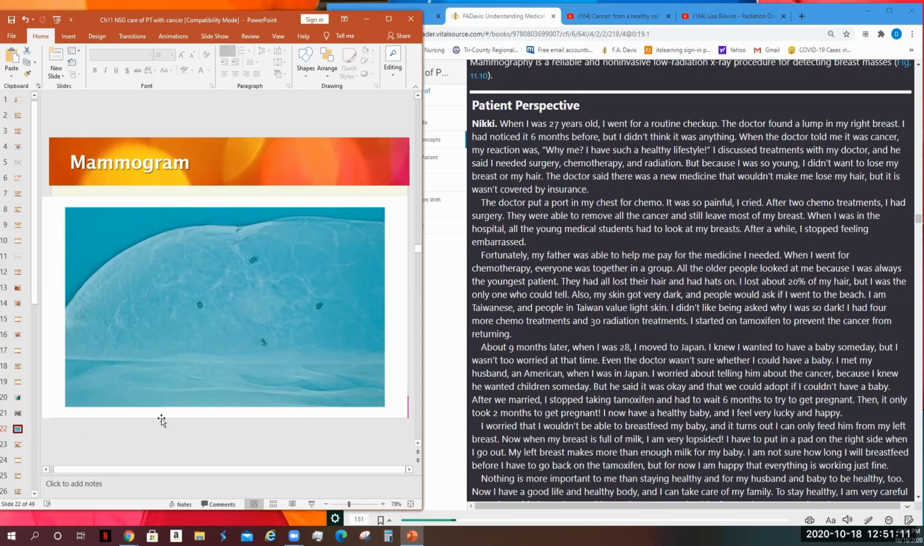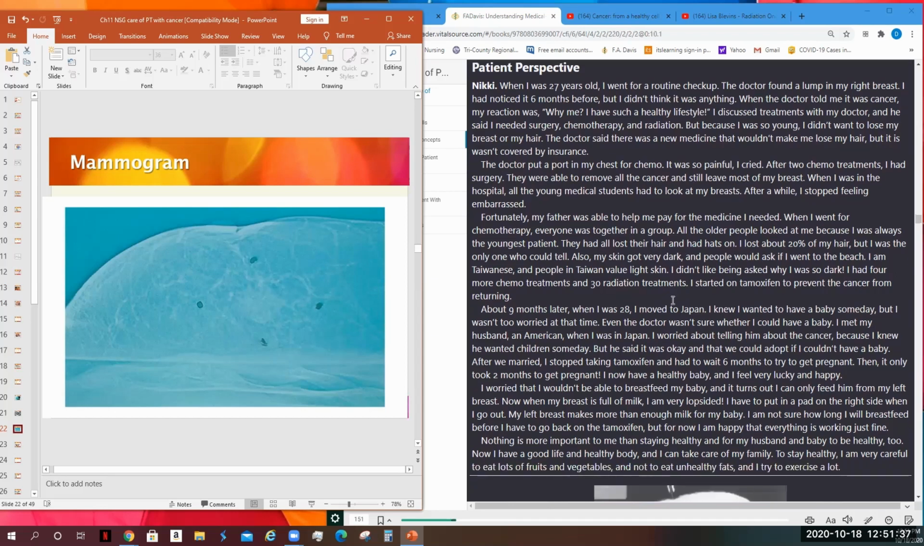Also, my skin got very dark, and people would ask if I went to the beach. I am Taiwanese, and people in Taiwan value light skin. I did not like being asked why I was so dark. I had 4 more chemo treatments and 30 radiation treatments. I started on tamoxifen to prevent the cancer from returning.